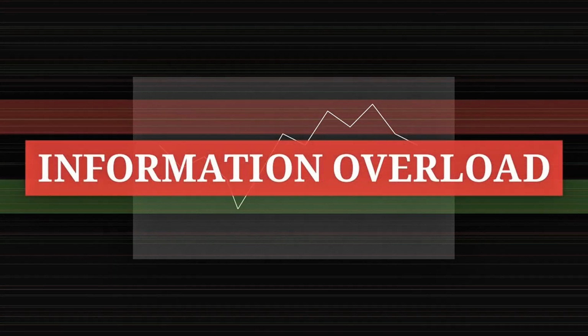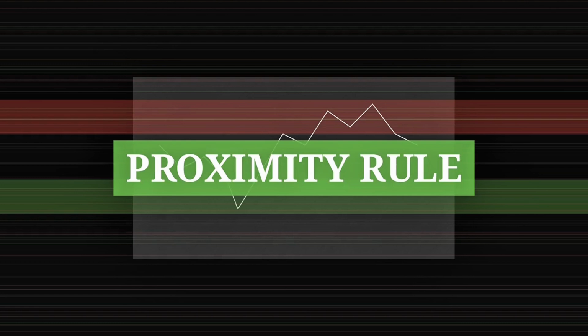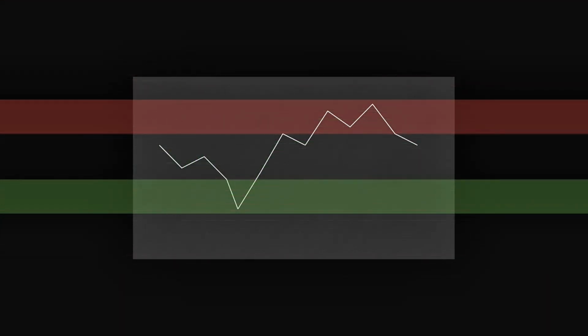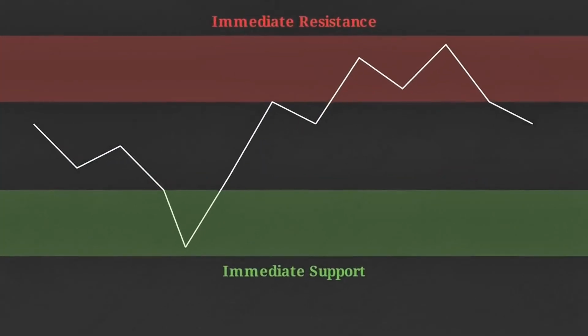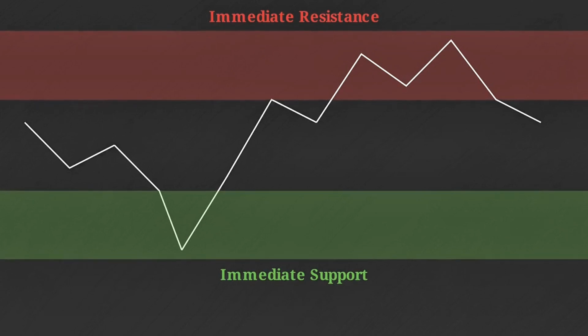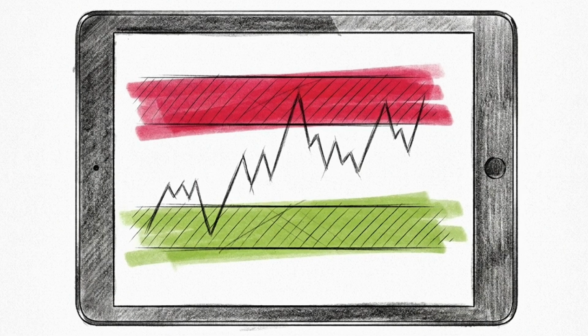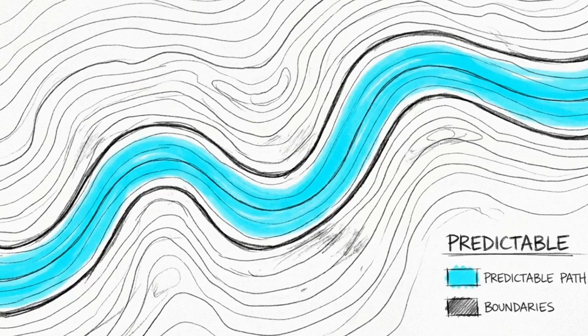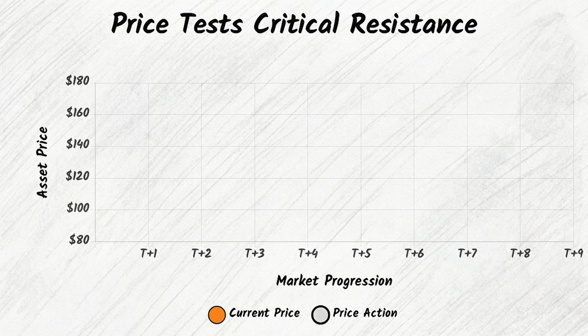You end up with a chart covered in hundreds of crisscrossing lines. You cannot make a clear decision when your screen looks like this. We solve this with the proximity rule. We sweep away all that ancient history and leave only the immediate support zone below the current price and the immediate resistance zone above it. Focusing strictly on the nearest active zones removes the visual noise. You are left with a clean, readable map of where the market will likely react next.